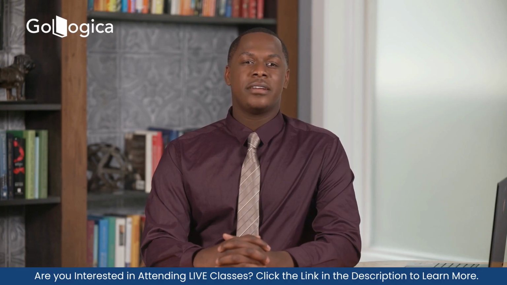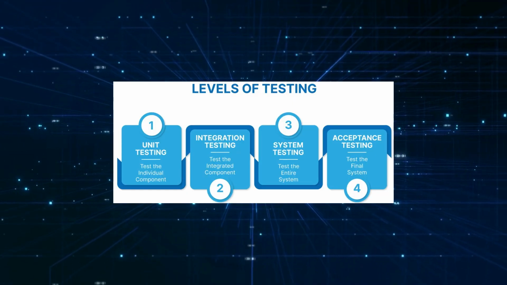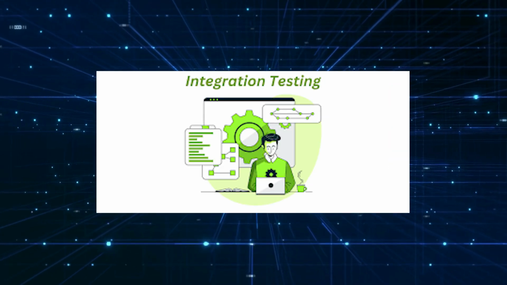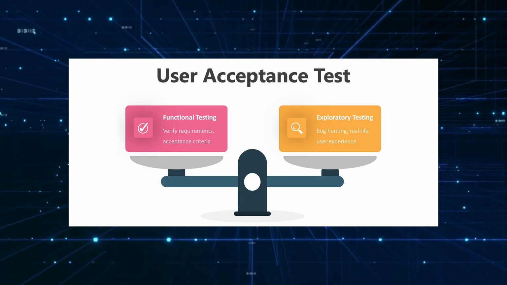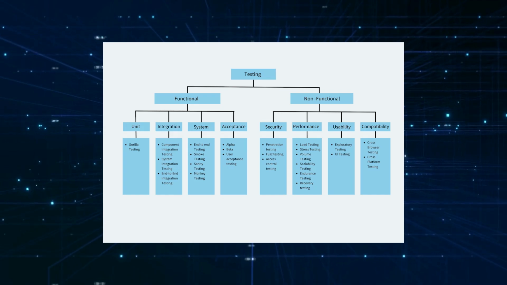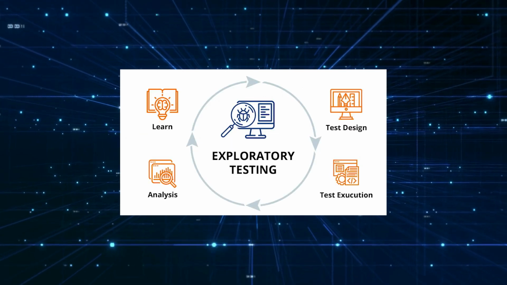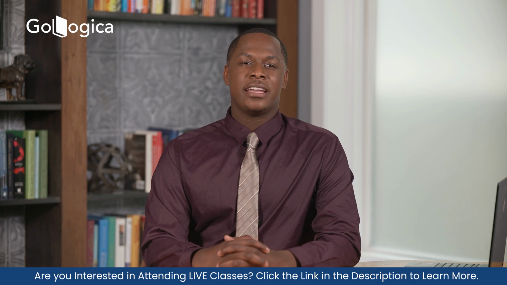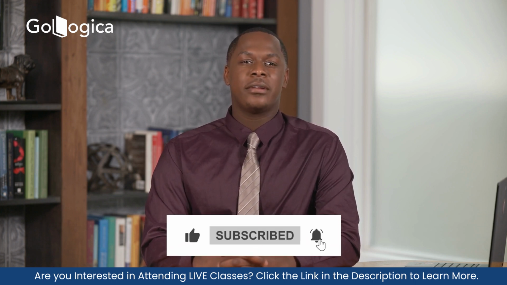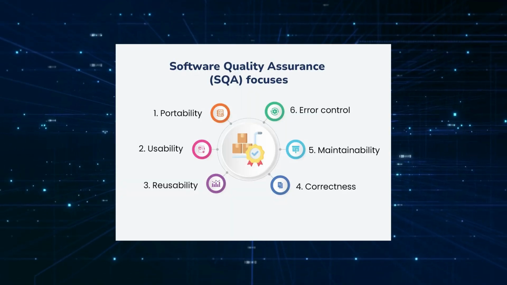It introduces the different types of testing, such as functional and non-functional testing, and explores various testing levels, including unit testing, integration testing, system testing, and user acceptance testing. Participants will also learn about common software testing techniques like black box testing, white box testing, and exploratory testing. These techniques help in identifying defects and ensuring that the software meets the specified requirements. The course emphasizes the role of software testers in maintaining software quality and reliability.